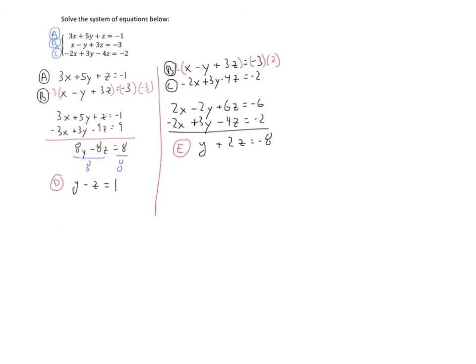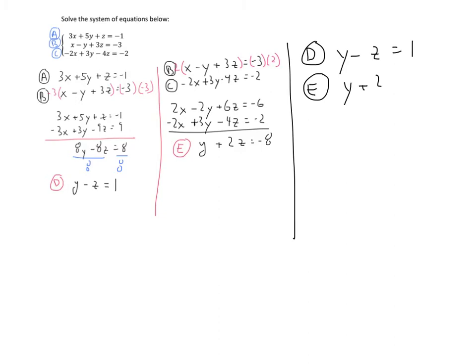I'm going to have you pause again and do some work on your own. I want you now to take equation D, which is this, y minus z is equal to 1, and equation E, which is this, y plus 2z equals negative 8, and do an elimination again so that you only have one variable. Go ahead and do that. Pause and do that.